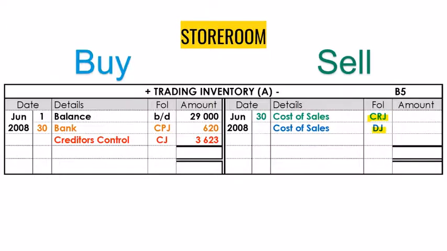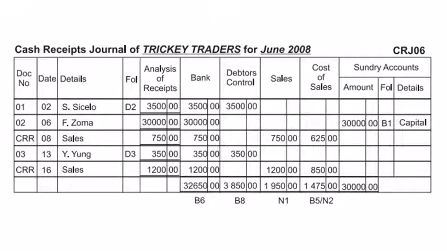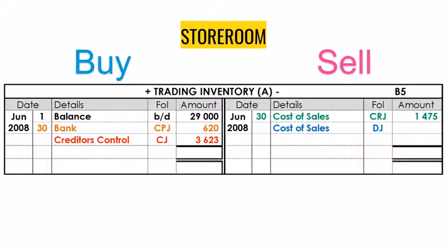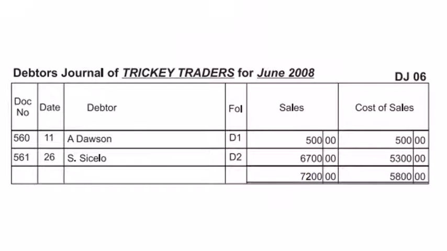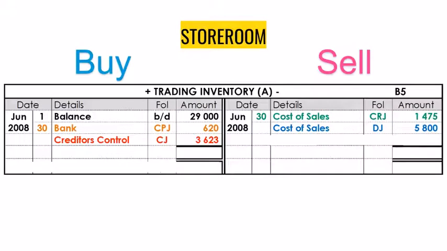I'll just show you where to get the value for the CRJ. When you go to the CRJ, you will see there's no trading inventory column, but remember we use the cost of sales column, and you use the total, the 1,475, and you write it there. And then for the DJ, you go to the debtors journal, and you use the cost of sales column, the total, which is 5,800 Rand, and you write it there. As simple as that. So study your format, and now you know where to get your values.